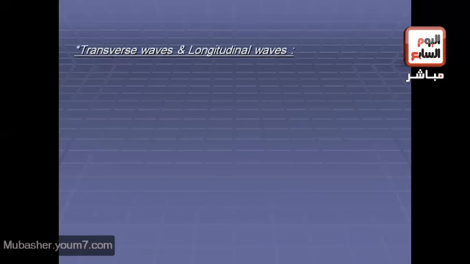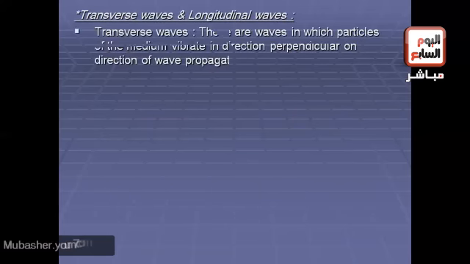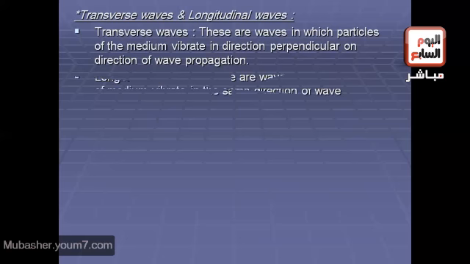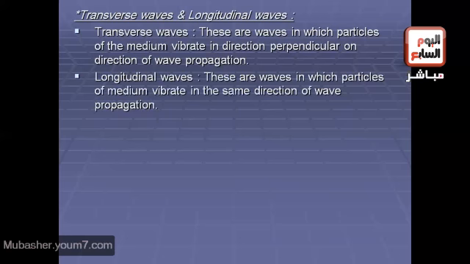The second comparison is about transverse waves and longitudinal waves. Number 1, transverse waves: these are waves in which particles of the medium vibrate in a direction perpendicular to the direction of wave propagation. While longitudinal waves are waves in which particles of the medium vibrate in the same direction as wave propagation. That's right, here we talk about the definition of transverse waves and longitudinal waves only.